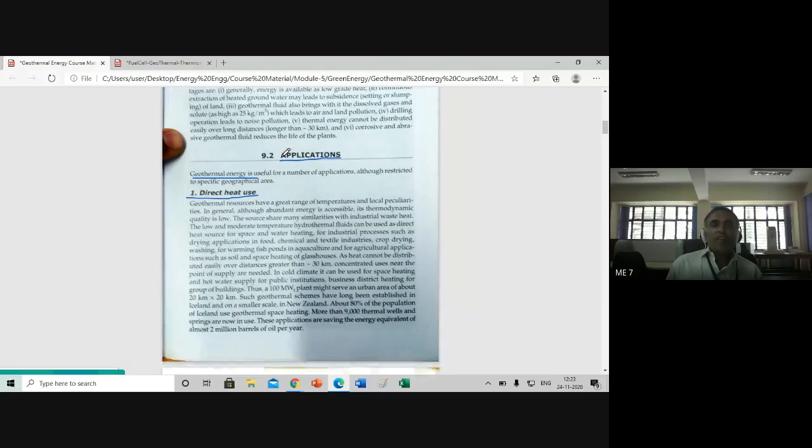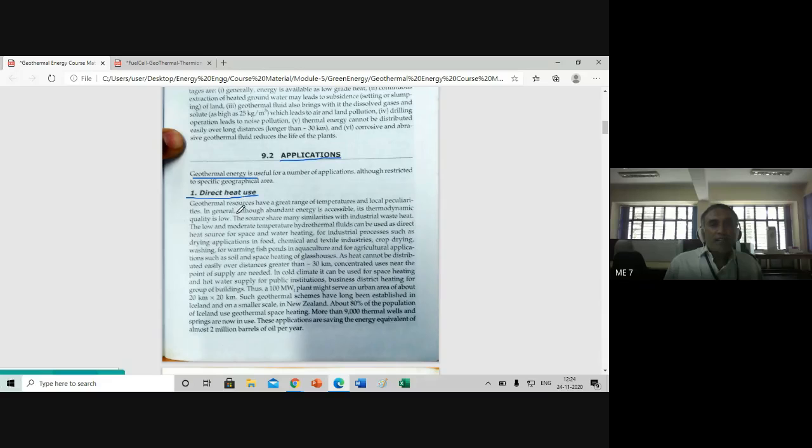But in other books, they make this itself into another three, four, five headings: agricultural purpose, also chemical process industries, also they will say. Then a number of classifications of different applications. But in the textbook prescribed for your syllabus, they have given it like this. Let us follow that one.